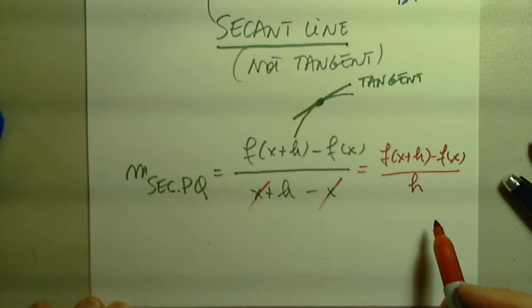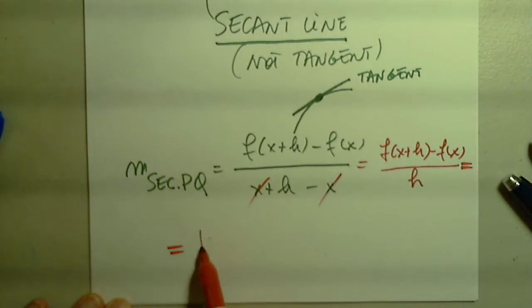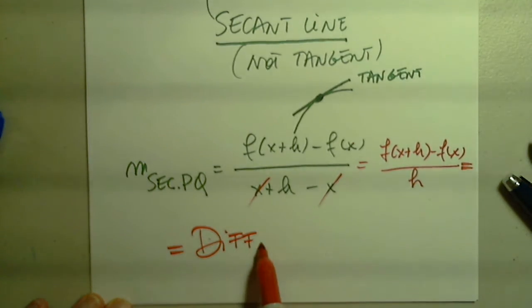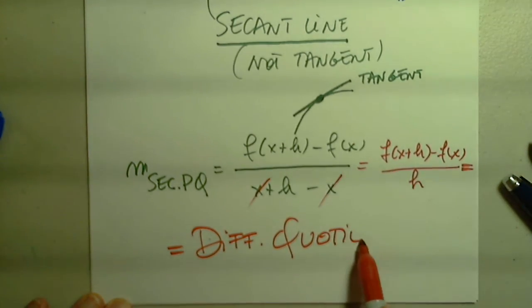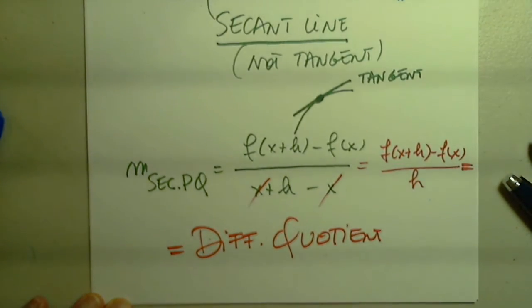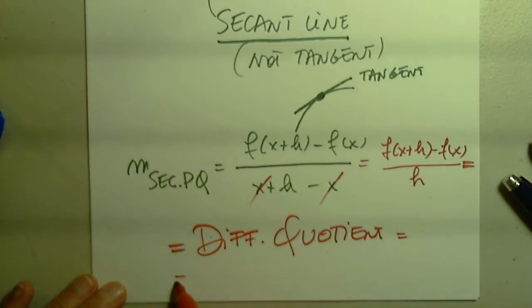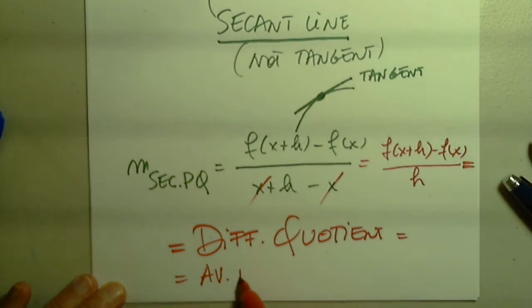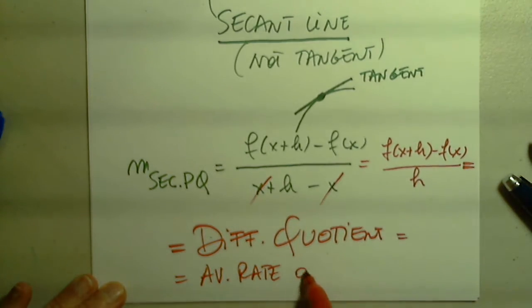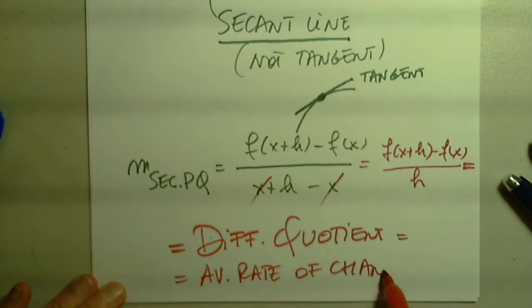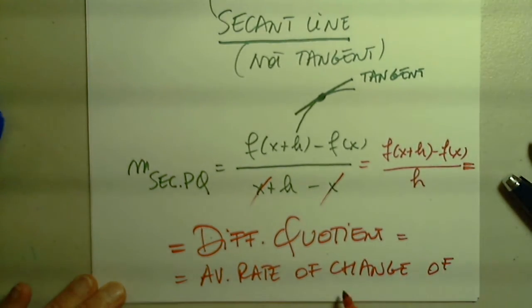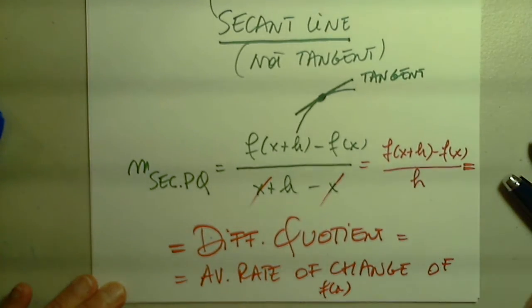This is the difference quotient for the function that we have. Now, what does it mean? It's the rate of change, or I would say the average rate of change of f of x between P and Q.